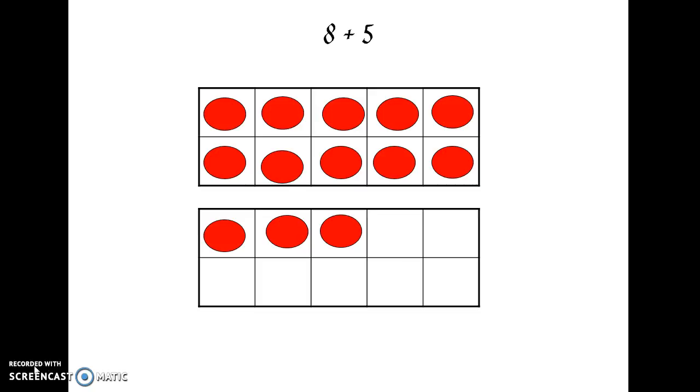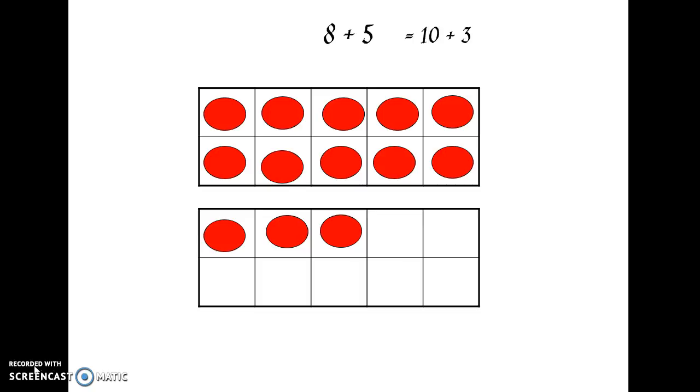However, if you look at our 10 frame representation, it does not match the problem at the top of the screen. It no longer shows 8 and 5. It shows 10 and 3. We just changed 8 plus 5 into a 10 and some more fact. Boys and girls, what's 10 and 3? And of course, all of them would answer 13.